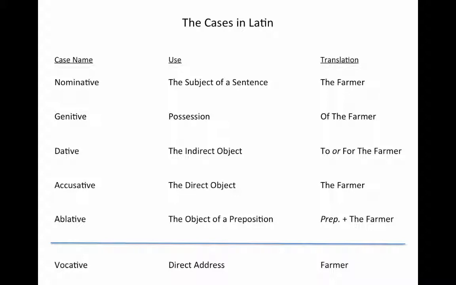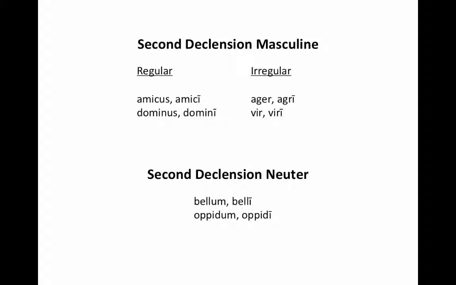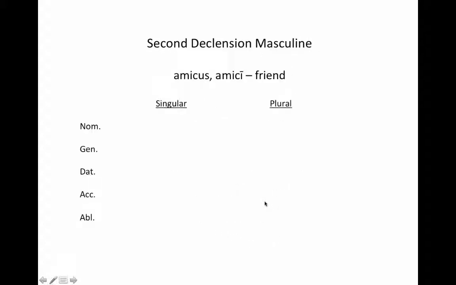So you should know these by now, but if not, review. Now we can see that the second declension is broken up into two smaller sub-declensions, the second declension masculine and the second declension neuter. Second declension masculine nouns will end in us, e most of the time, though there are a few irregulars like ager and vir which end in an r in the nominative singular, but still have that i in the genitive singular. Second declension neuter nouns will be easy to identify because they always end in um. So let's start with the second declension masculine.